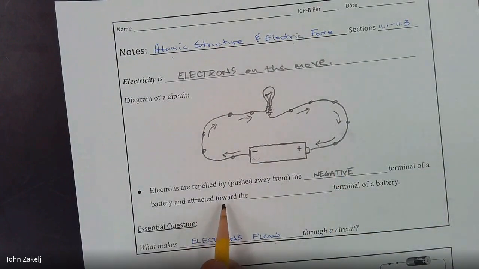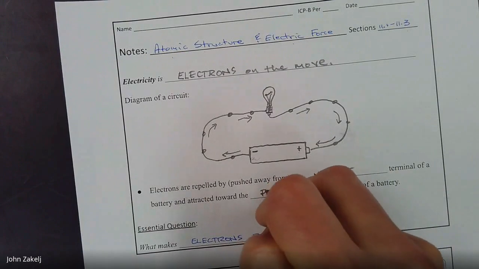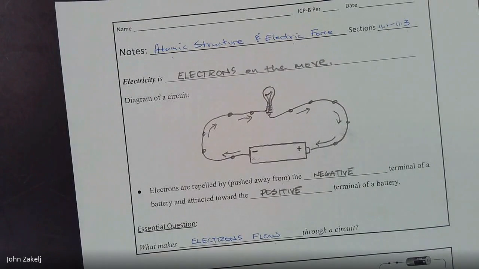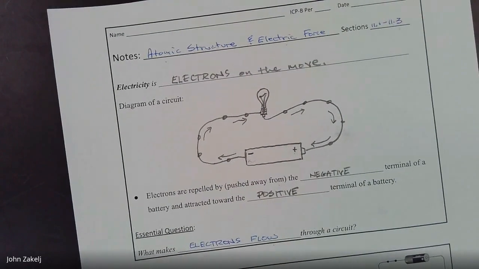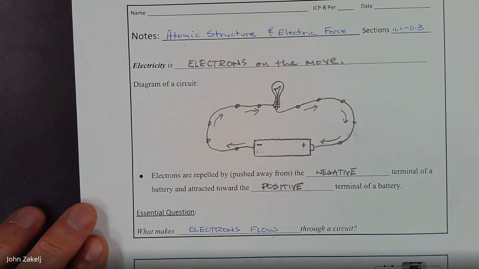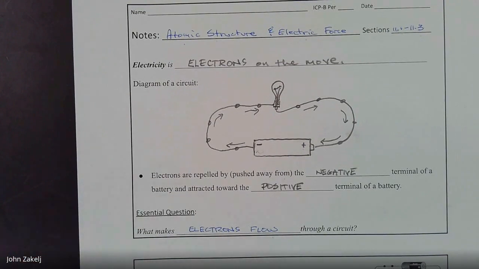Okay, and they are attracted toward the positive terminal. That's the nitty-gritty, that's the basics of how electric circuits work. So now let's get into some more of the details.